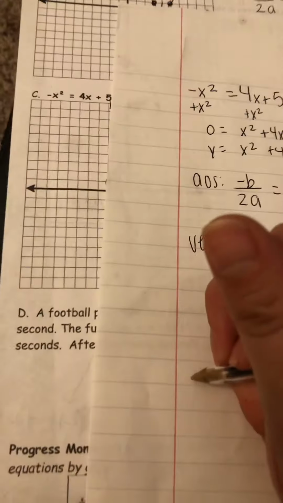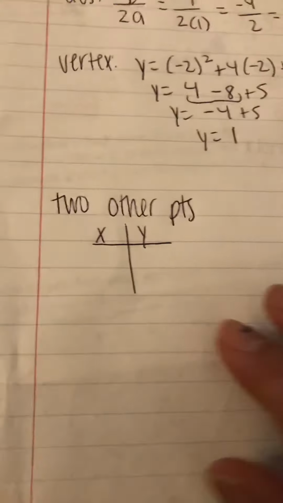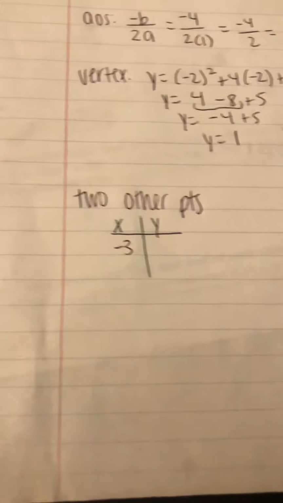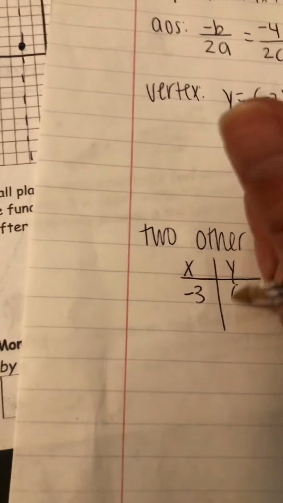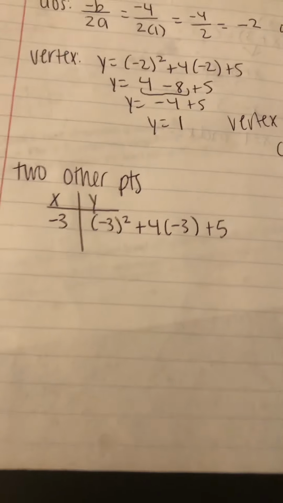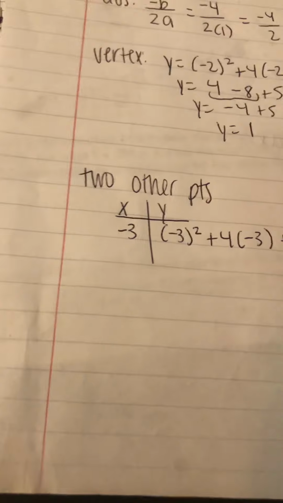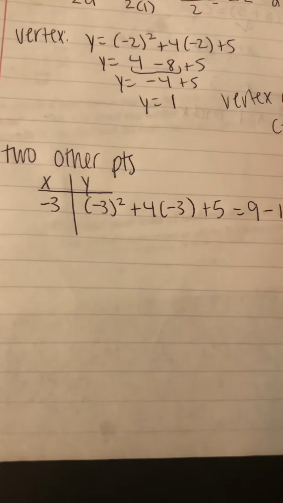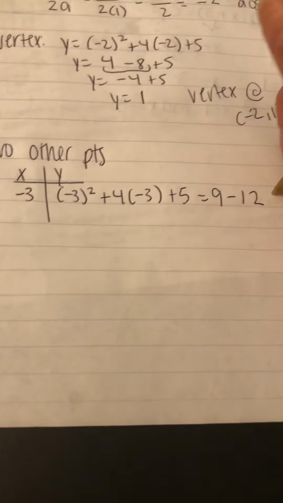All right, now I need 2 other points. And I'm going to pick negative 3 for x, just because it's close to where the vertex is. So I have negative 3 squared plus 4 times negative 3 plus 5. Negative 3 squared is 9. 4 times negative 3 is negative 12. And then plus 5.